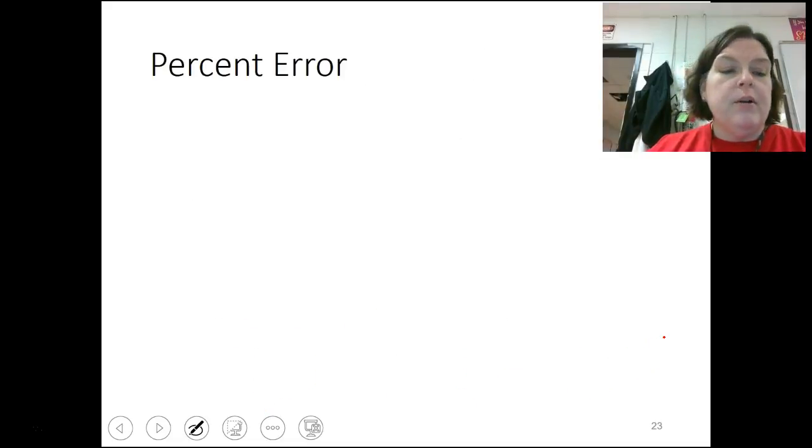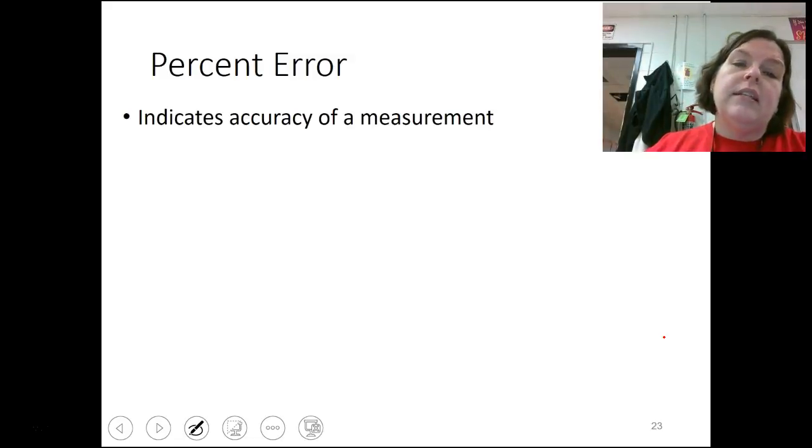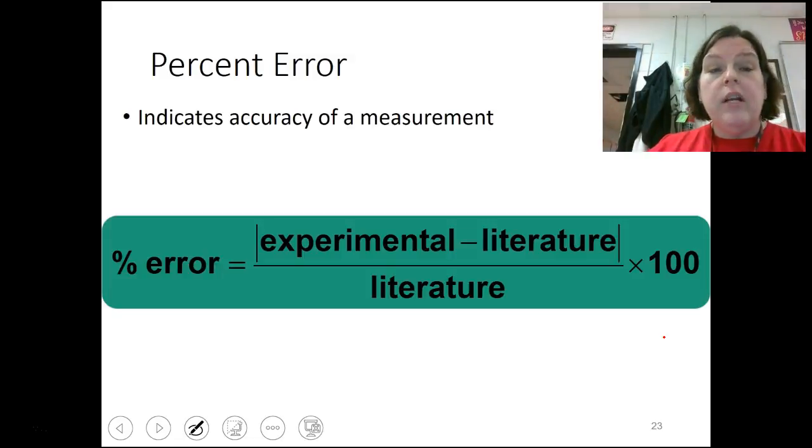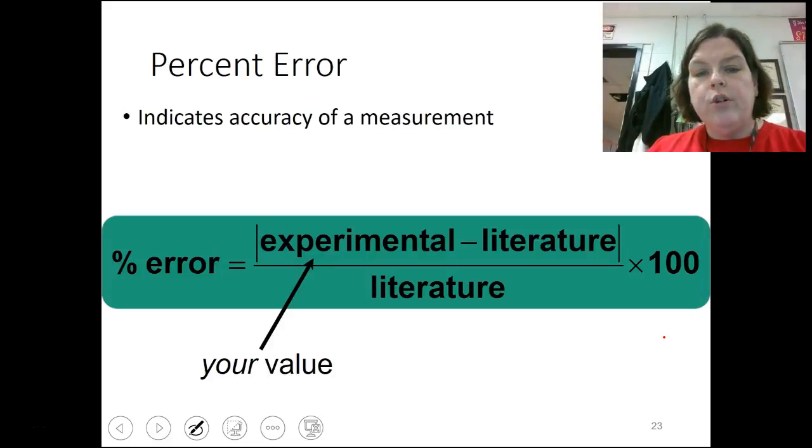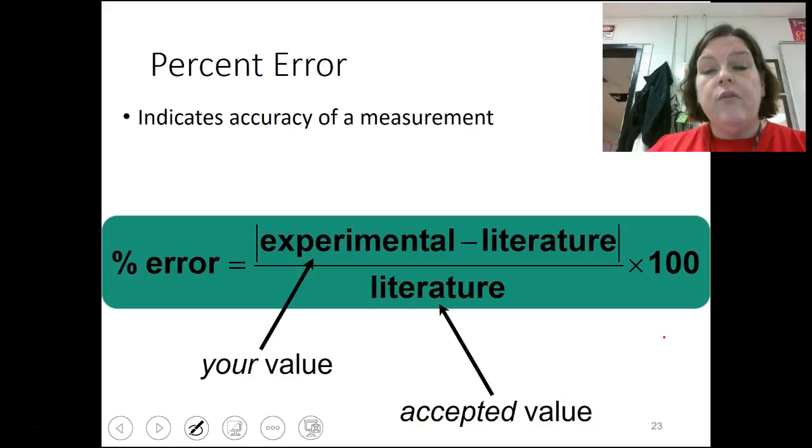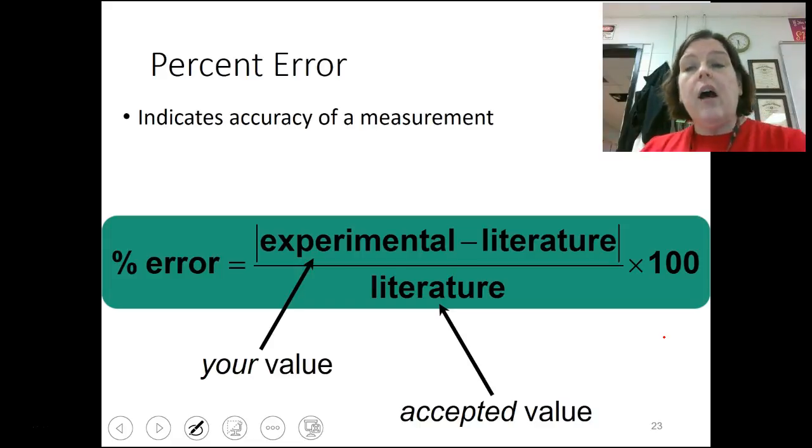Okay, percent error. Percent error is pretty simple. It indicates the accuracy of a measurement. So we're comparing it to a value. We have an experimental value and the actual or literature value. The experimental value is your value. The literature value is the accepted value, the one that is given to you. Either you look it up, I give it to you, something of that sort is going to happen.